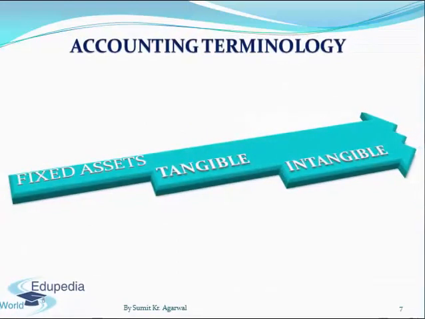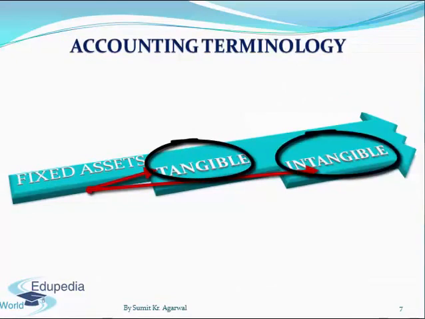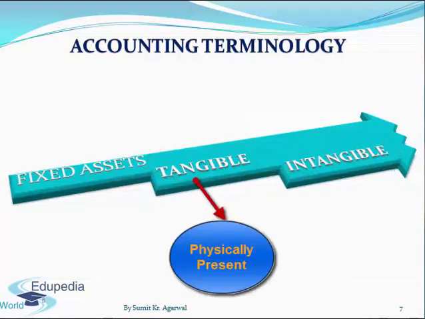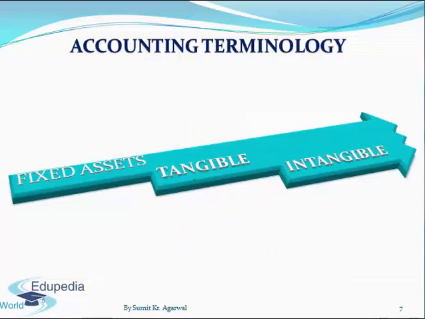Now fixed assets are also of two types, tangible and intangible. Tangible assets are the assets which are physically present, which we can see, we can touch, and it has also got value to the business. For example, land, buildings, machinery, equipment, furniture.